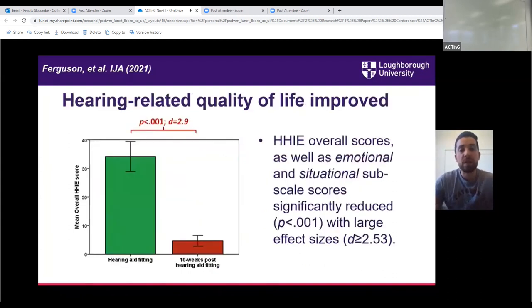If we look at some outcomes then, we used the Hearing Handicap Inventory for the Elderly to look at hearing-related quality of life. And we can see here the green, which is before hearing aid fitting, and then red, 10 to 12 weeks post hearing aid fitting. We can see that this significantly reduced with a large effect size. And this reduction is much larger than we would have expected from just being fitted with hearing aids alone.